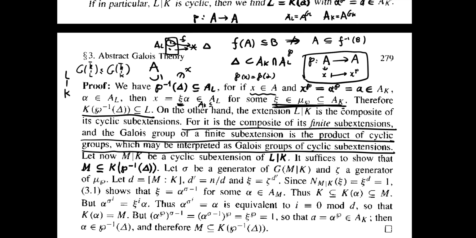So here is the claim. We claim it is the composite of its cyclic subextensions. What we know is it is a composite of its finite subextensions. We don't know if it's cyclic or not. Yes, so there is a proof.